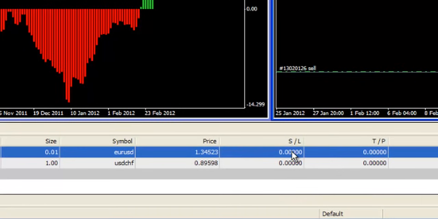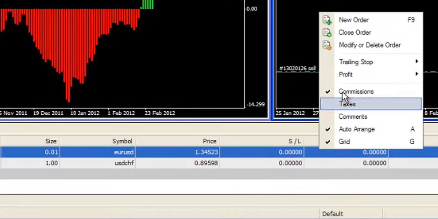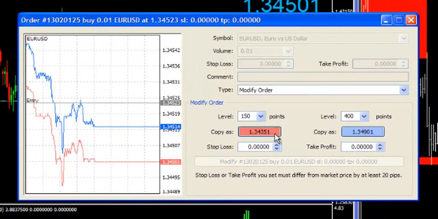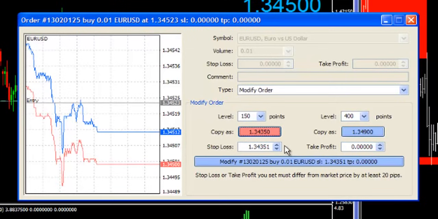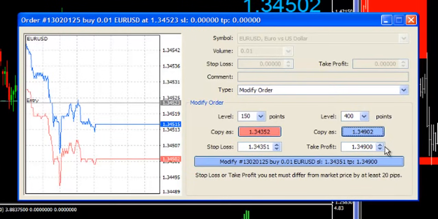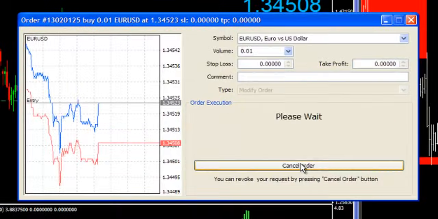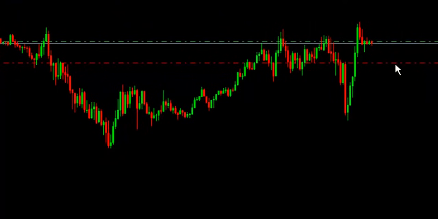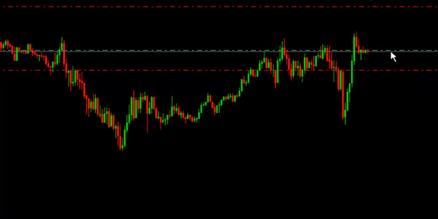Right-click on the trade itself in the terminal, select Modify and Delete Order, and allocate the stop loss level. In this case, we have taken a buy on the EURUSD. Therefore, the stop loss must be placed below the entry price at a given tolerant point. The profit target order must be above the entry price. Once you have entered these levels, then click Modify. If we look at the chart, the stop loss order has been placed here, below the initial entry here, and the profit order is located here, above the entry.